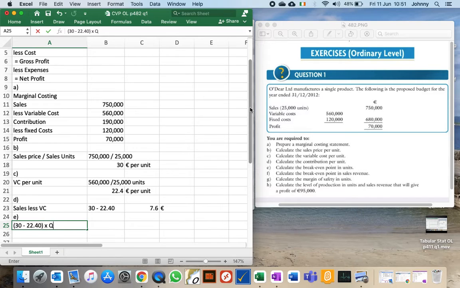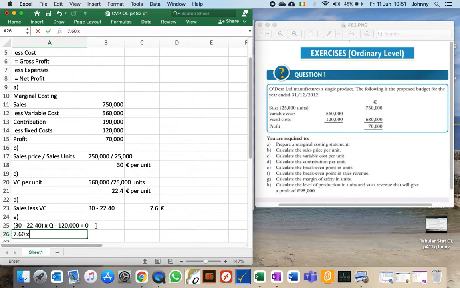Multiply that by Q, so Q is the thing that I'm looking for in this case. Take away my fixed cost, which is 120,000, and that will give me a profit of 0. So at the break-even point, I make no profit, no loss.